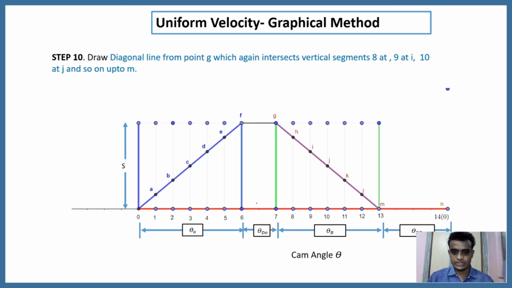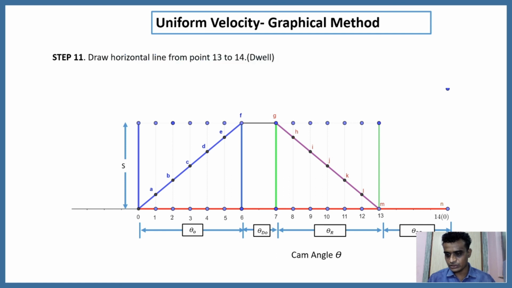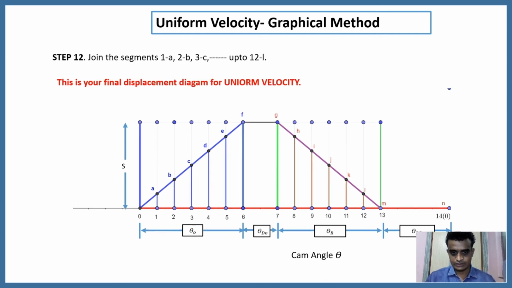And the same procedure we need to follow during the return stroke. You have to draw this diagonal line and mark these vertical lines to get the intersection points. Again, you have to continue this horizontal line for the dwell period, G, H, I, J, K, L, M. Again, you have to draw the horizontal line for this dwell stroke, 13 to 14. In this way, you will get the total displacement diagram for the uniform velocity.